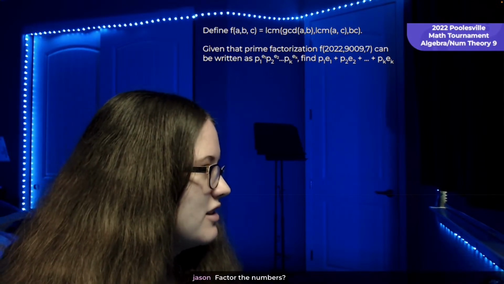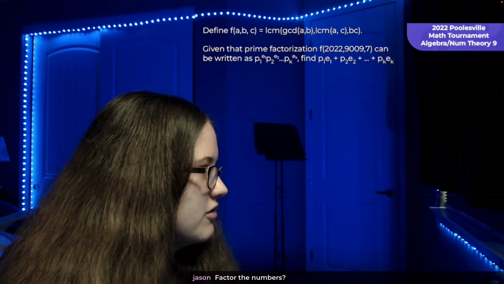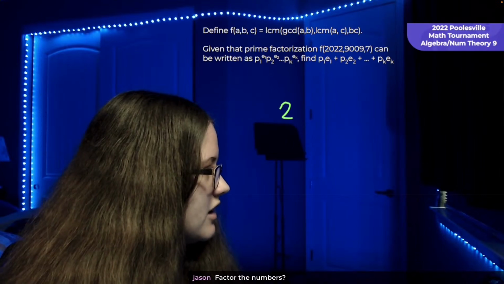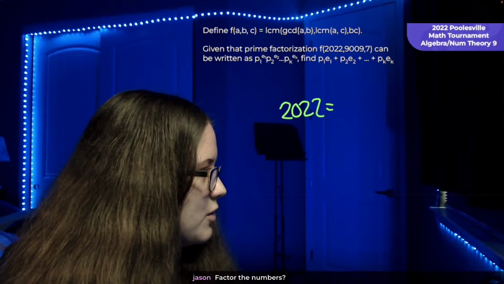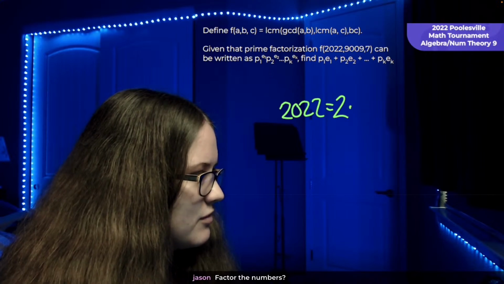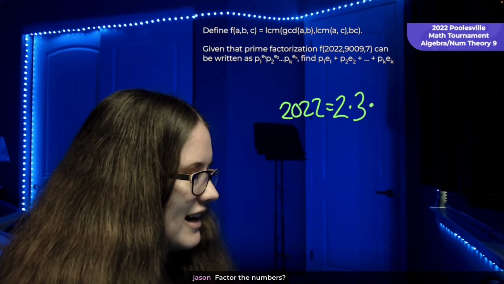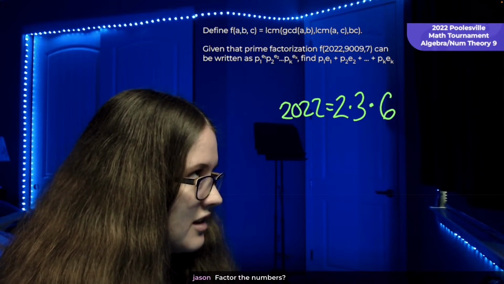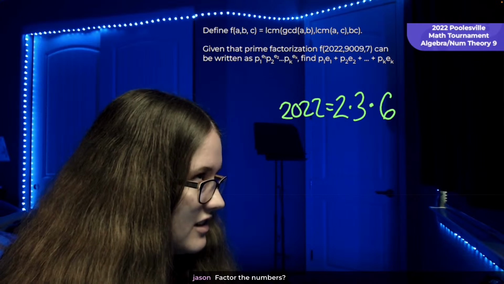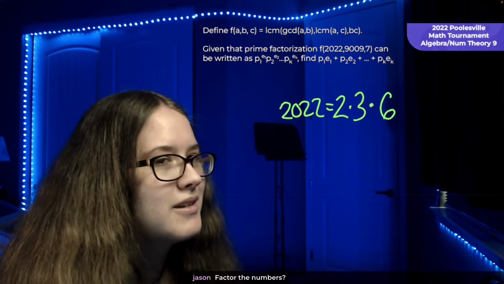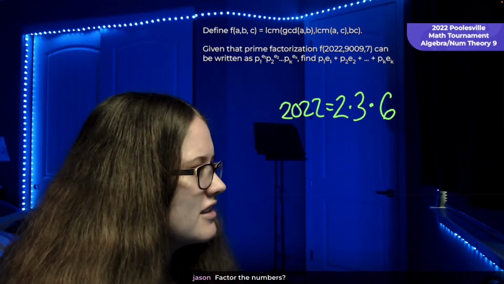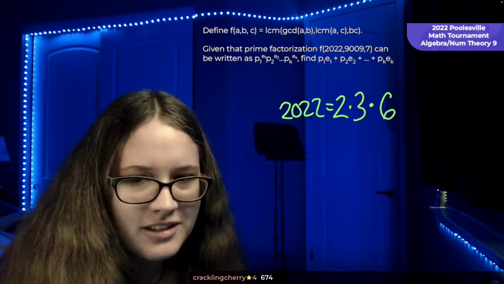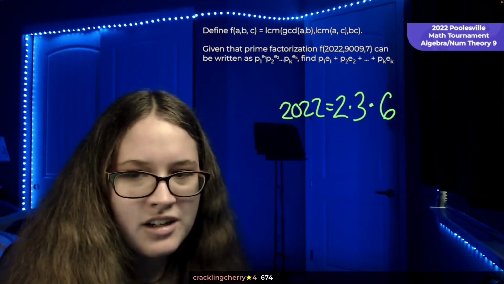Honestly, I think the best way to do this is, okay, first, factor the numbers. Yes, great idea, Jason. 2022 is equal to 2 times 3 times, it's not 667, it's not 670, something in between there. What is it? Is it 670? No, it's not. 674.